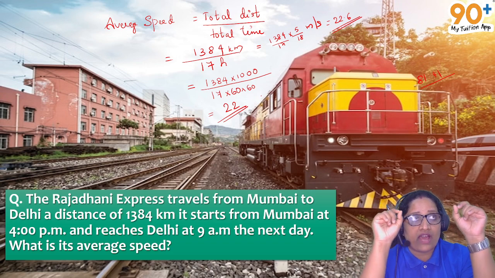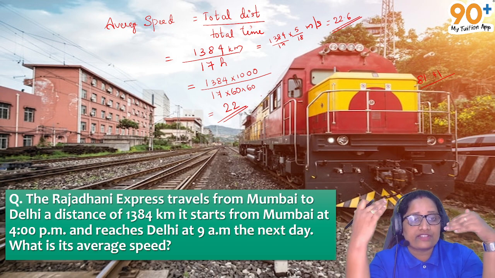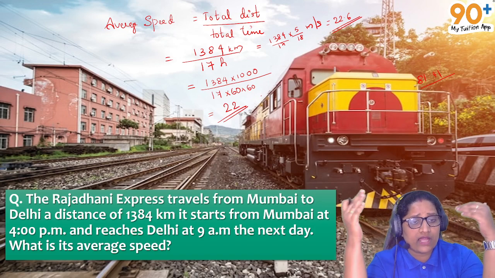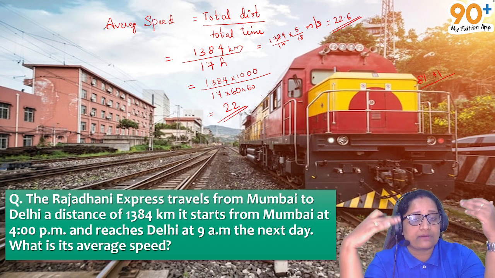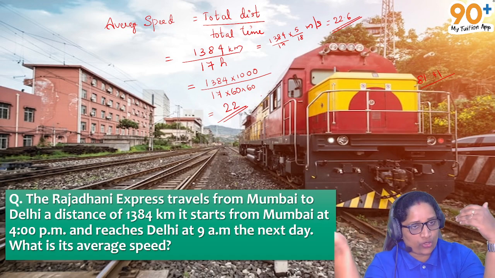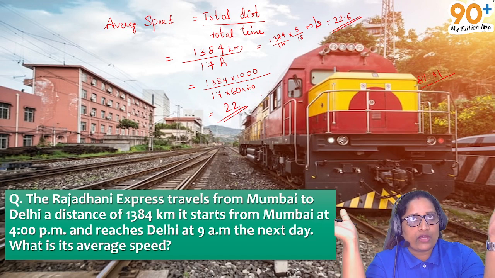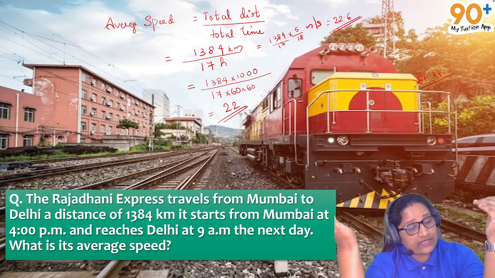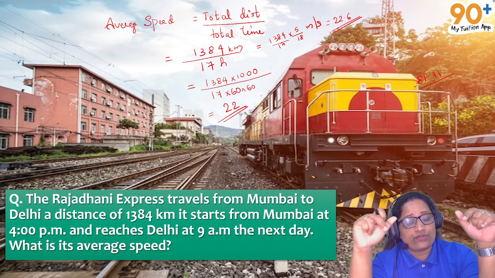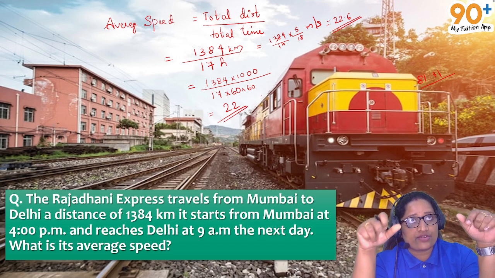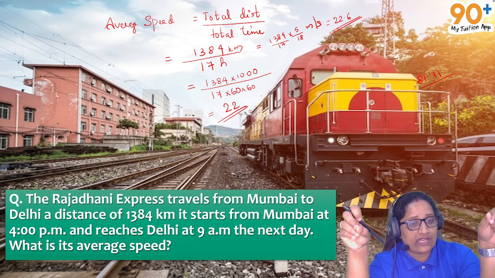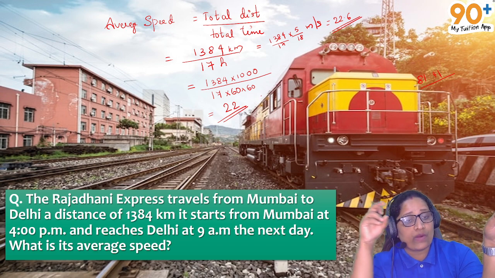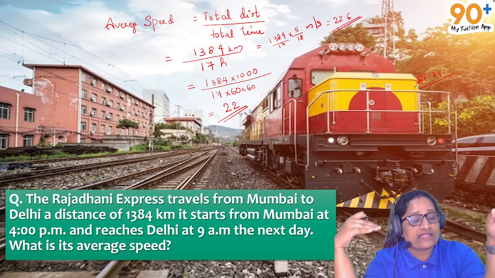If you are moving with a speed of 100 kilometer per hour, after 1 hour you can reach 100 kilometer. That is what a speed of 100 kilometer per hour means. If you are going for 3 hours at the same speed, you can reach 300 kilometer. So for the 17 hours, if the train was maintaining a speed of 100 kilometer per hour, it can reach 1700 kilometer, correct?